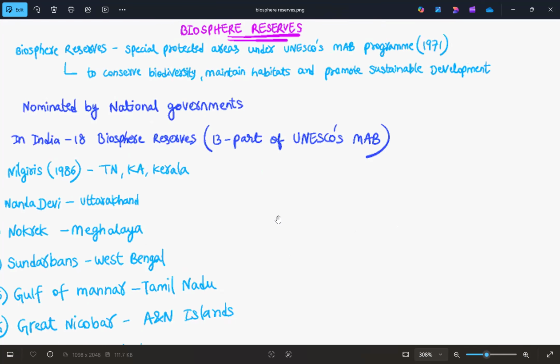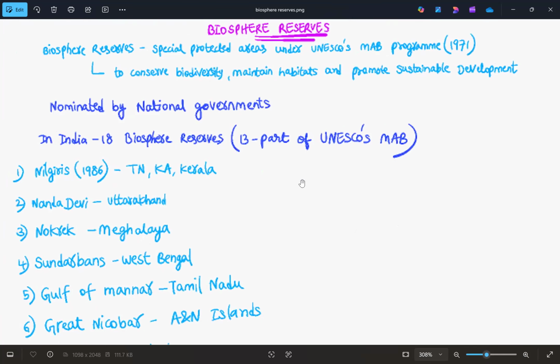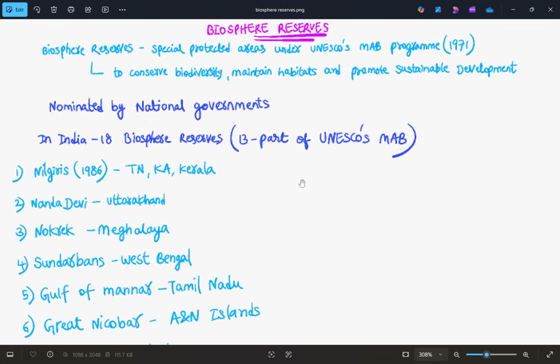Regarding national level, we have national parks and wildlife sanctuaries, and we'll try to get to know the basic difference between both of them in the later part of the video. For now, we'll cover the biosphere reserves. Before getting into the list of biosphere reserves in India, first let us know the biosphere reserve meaning. So what are biosphere reserves?